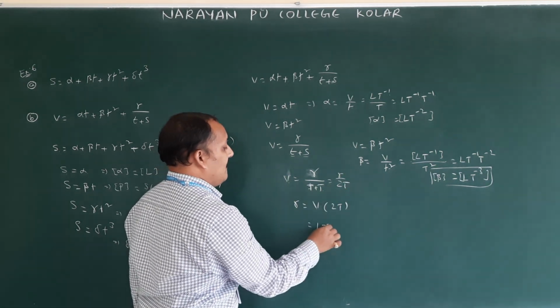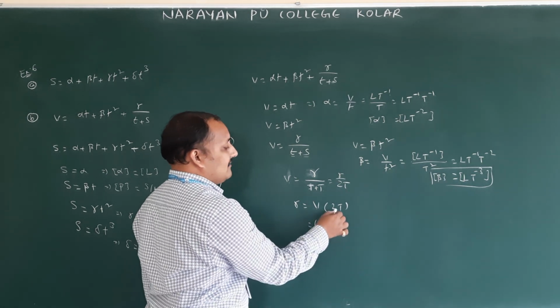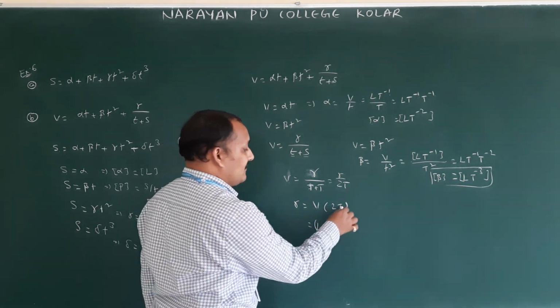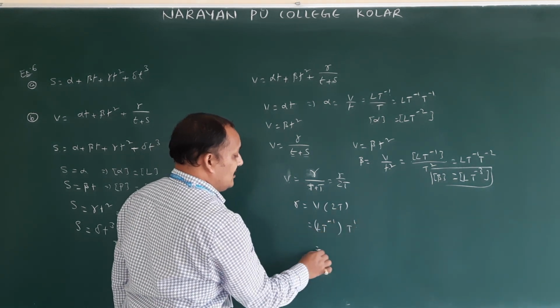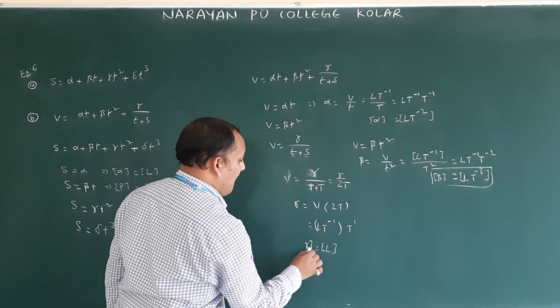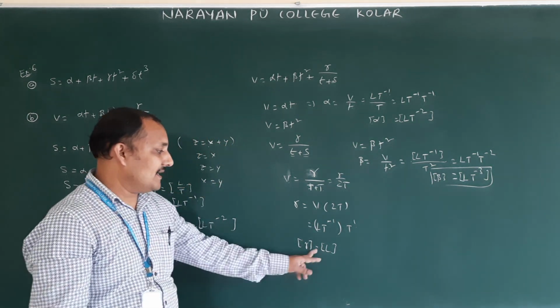Velocity dimension formula: L T power minus 1. So 2 we don't want according to dimension formula. Therefore T. So T power minus 1, 1 minus 1, 0. Therefore L. So gamma dimension formula is L.